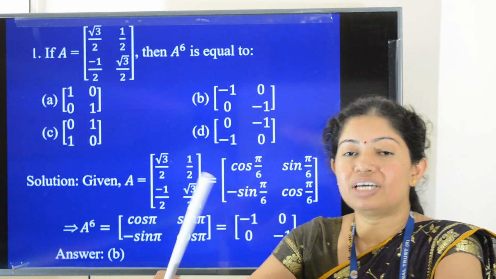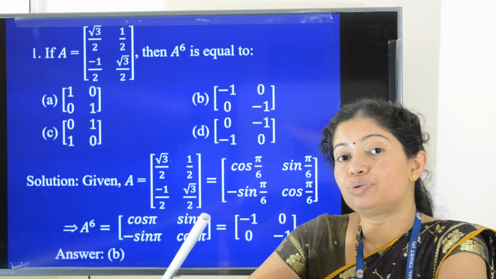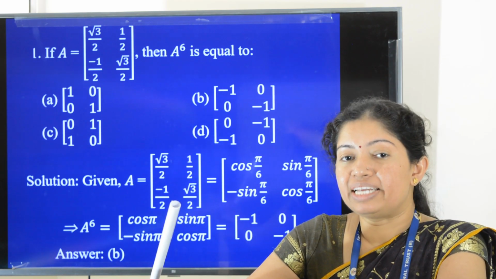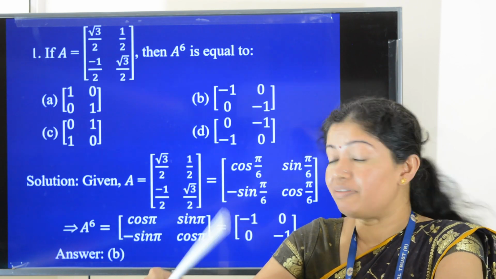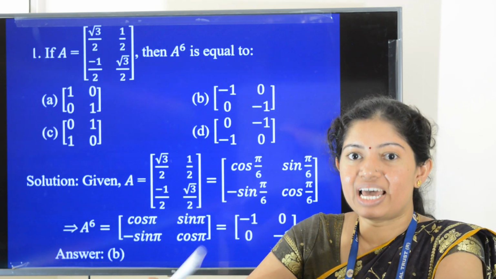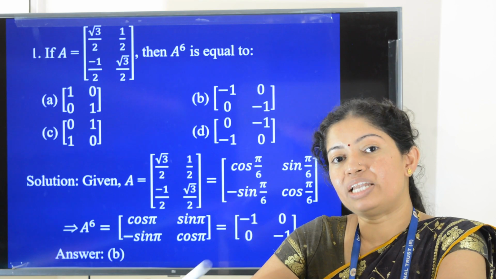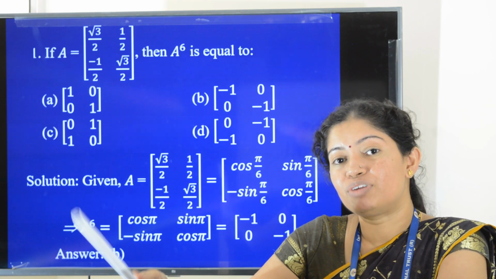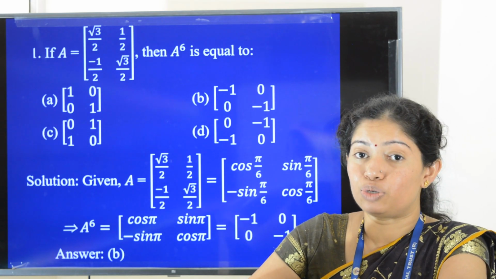If you don't have that formula, how you can find A to the power 6? A to the power 6 can be found as, first you have to multiply A with A, you need to find A square, then A square with A square you will get A to the power 4, then if you multiply A to the power 4 with A square you will get A to the power 6.